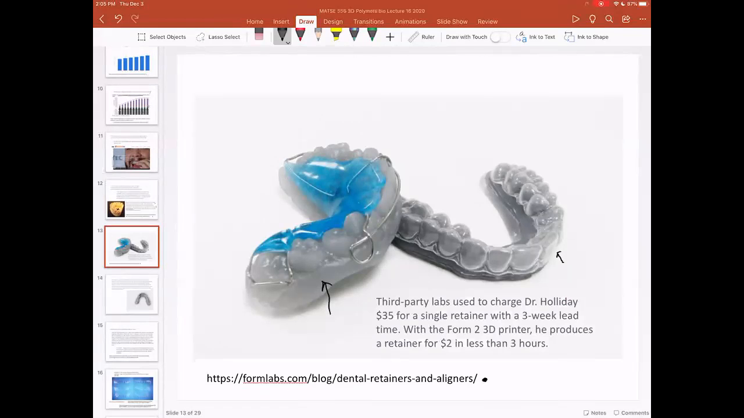And so this one anecdote from this dentist, he or she used to charge $35 for a single retainer, and it took 3 weeks to get it. Now with a 3D printer, he can do a retainer for $2 in less than 3 hours. And so dentists are starting to adopt this technology right in their office rather than having to send out for these appliances to be made. So again, there's lots of case studies on the different manufacturers' websites. I suggest you check it out.